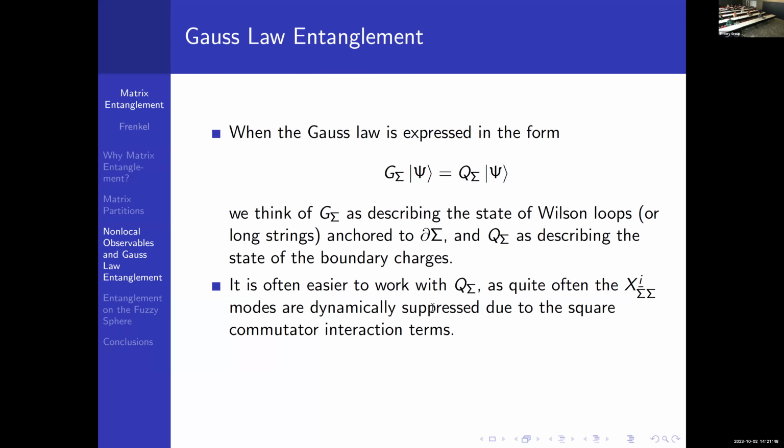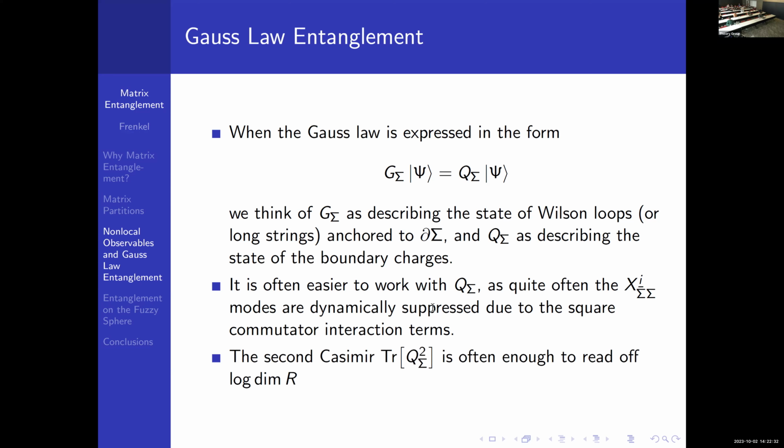Yeah, good. So just some physics. We think of G sigma as describing the state of Wilson loops anchored to the boundary of sigma, and Q sigma as describing the state of the boundary charges. So like in E and M, you have some flux tube anchored to the boundary, and the endpoints of this flux tube are like electrons and positrons, virtual particles popping in and out of existence across the entanglement fence. Quite often the sigma bar sigma degrees of freedom are suppressed when the branes are separated because these correspond to heavy objects. So it's easier to work with Q sigma, because it turns out to be some sort of low rank object.